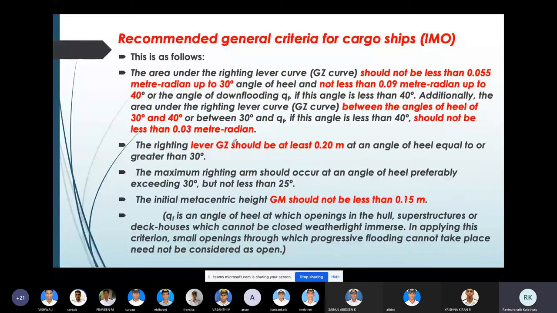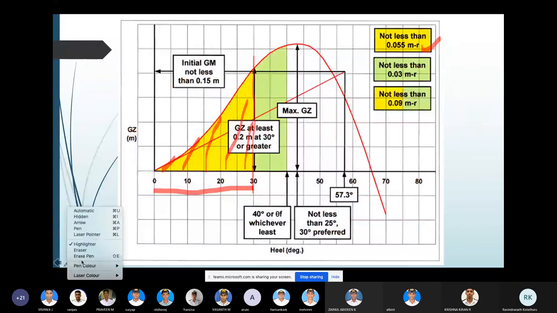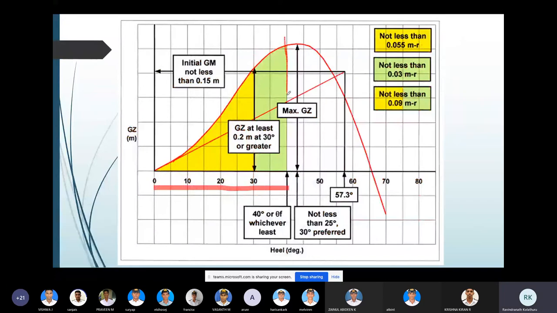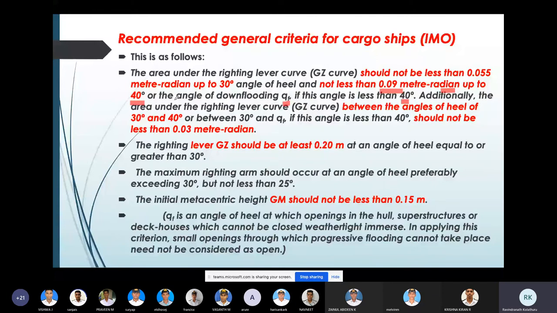The next criterion is not less than 0.09 meter radians up to 40 degrees, or the angle of downflooding θF if that angle is less than 40 degrees. If I take the area from 0 to 40 degrees and drop a vertical at 40 degrees angle of heel, this area should not be less than 0.09 meter radians. So this is your second criterion. Here it is mentioned as up to 40 degrees or the angle of downflooding θF. I'll explain towards the end what the angle of downflooding is. For the time being, from 0 to 40, your value has to be not less than 0.09.